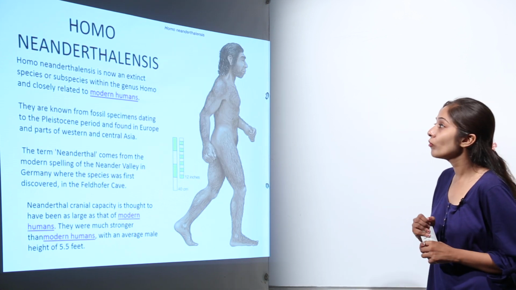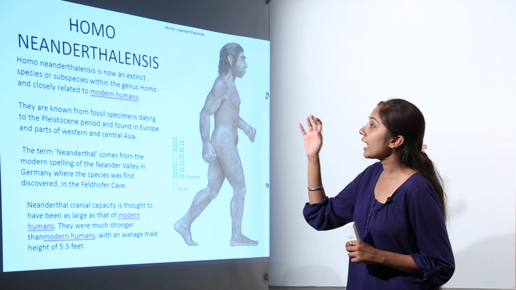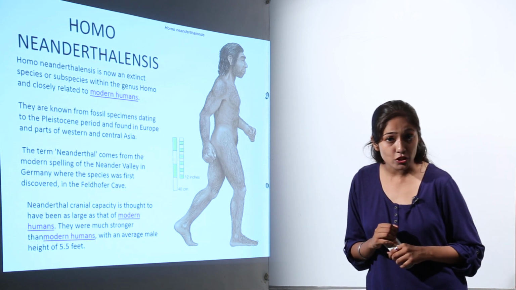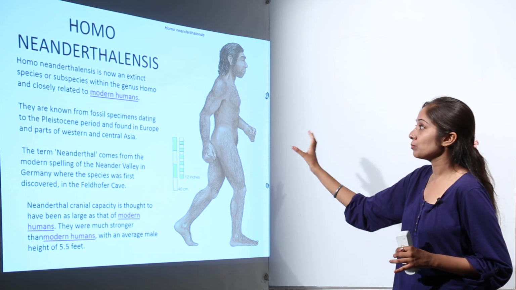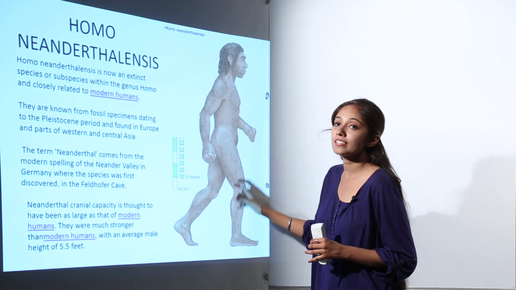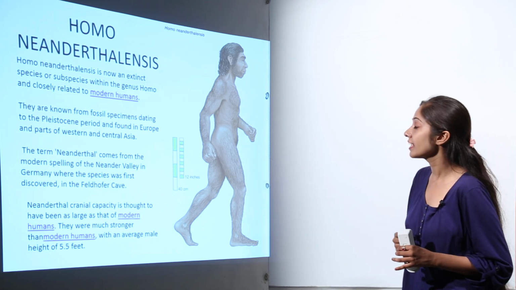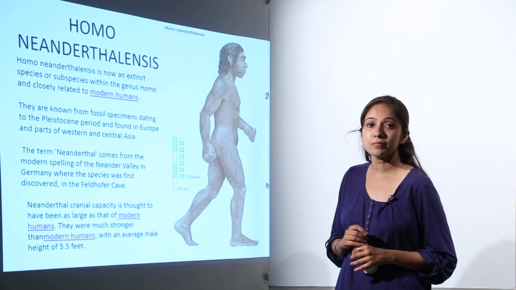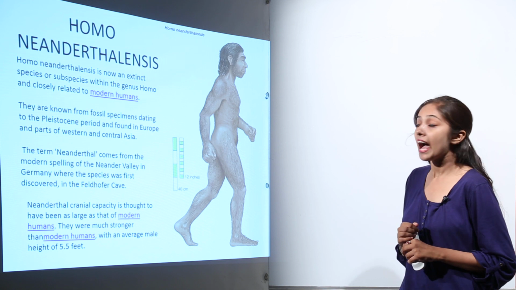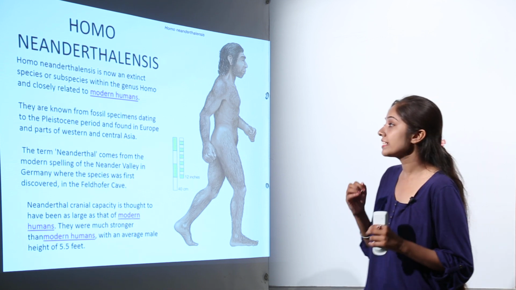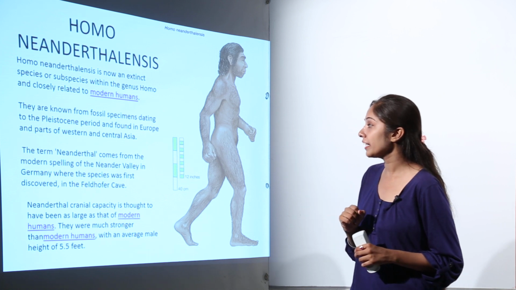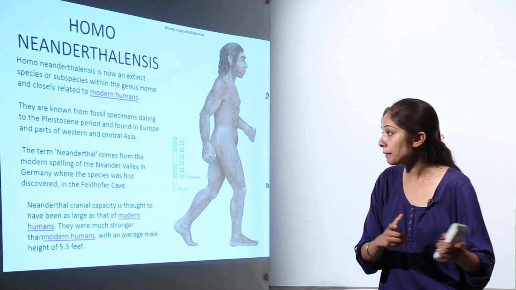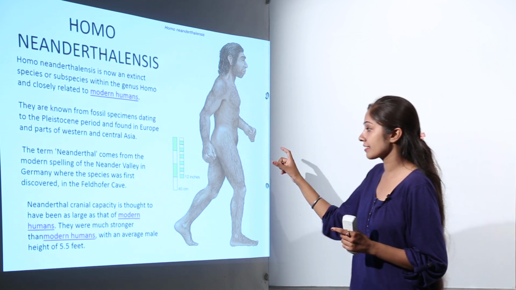Then we have Homo Neanderthalensis. Homo Neanderthalensis is now an extinct species within the genus Homo and closely related to modern humans. They are known from fossil specimens dating to the Pleistocene period and found in Europe and parts of Western and Central Asia. The term Neanderthal comes from the modern spelling of the Neander Valley, which is in Germany, where the species was first discovered, right.